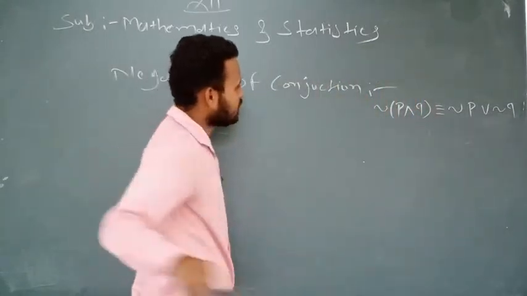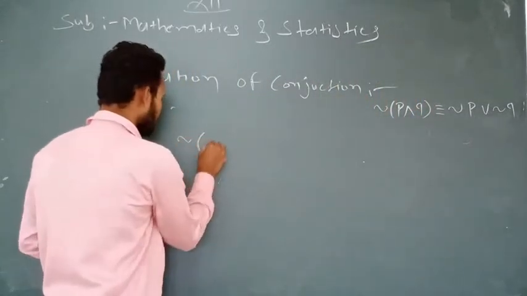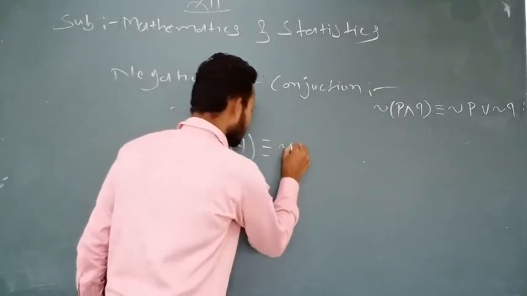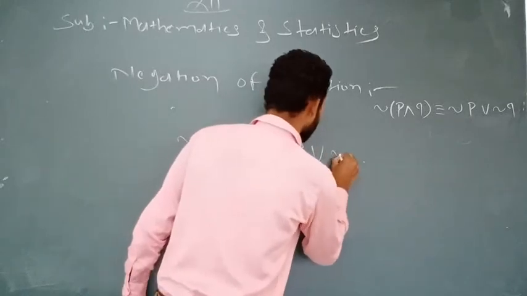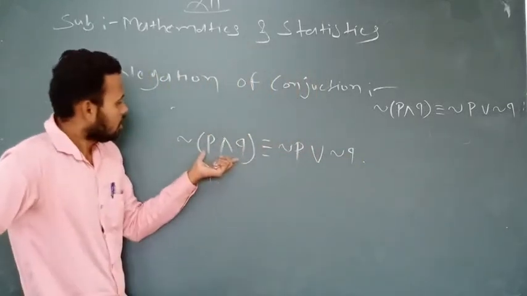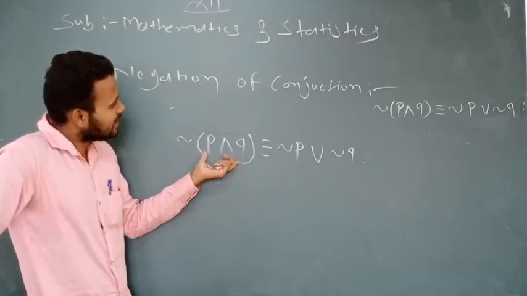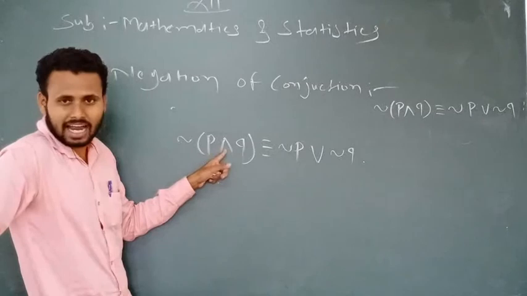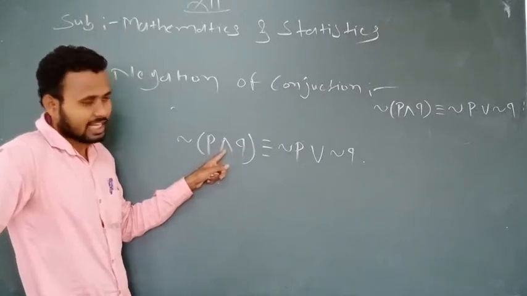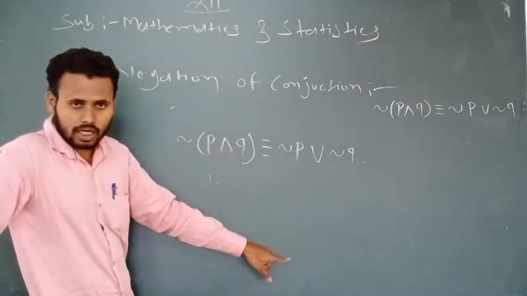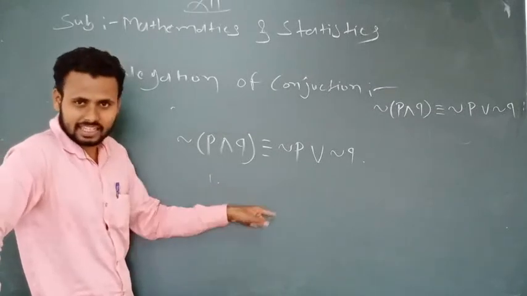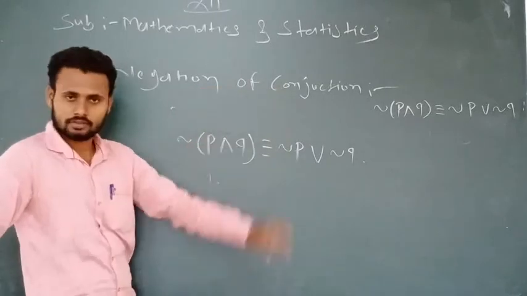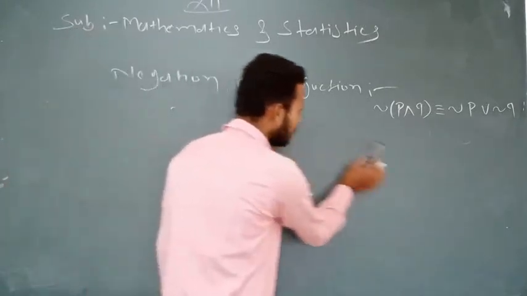Simple. If you take the negation of a conjunction, it is the same as the disjunction of their negations. What is that? A compound statement. If you find the negation of a compound statement and in that compound statement there is a conjunction, meaning "and", then just in place of "and" take "or", and take the negation of the statement before "and" and the negation of the statement after it, which is the required negation of a conjunction or negation of a compound statement.